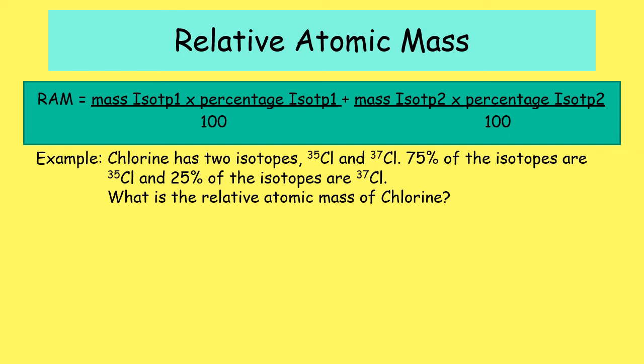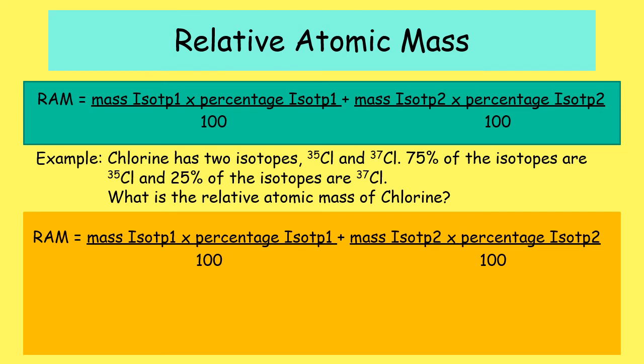So chlorine, the one that we introduced right at the start. Chlorine has two isotopes, chlorine 35 and chlorine 37. 75% of all the chlorine isotopes are chlorine 35 and 25% of them are chlorine 37. What is the relative atomic mass of chlorine? Well, we have the equation: relative atomic mass is mass of isotope 1 multiplied by percentage of isotope 1, and then divide that by 100, and then add the mass of isotope 2, percentage of isotope 2 divided by 100.